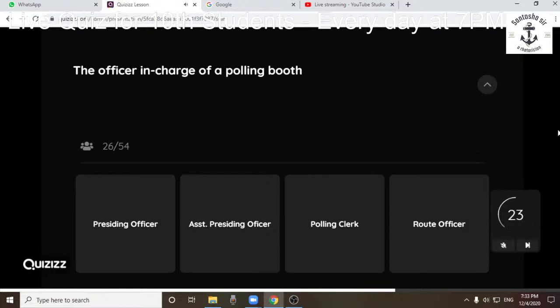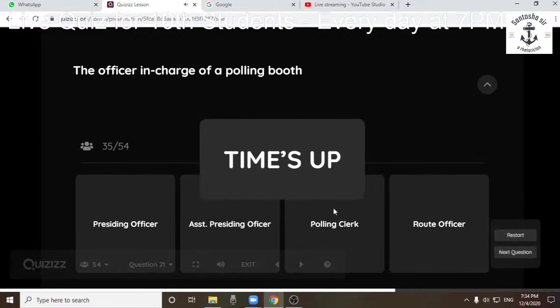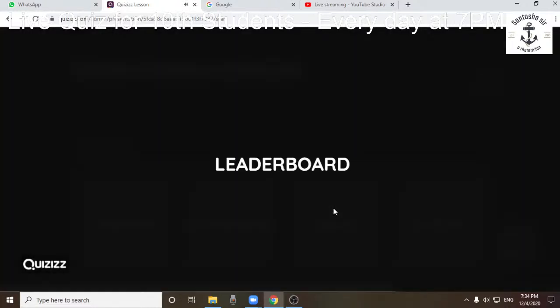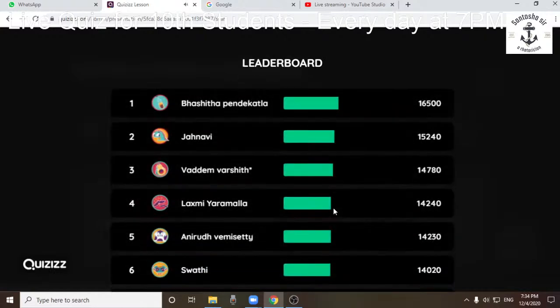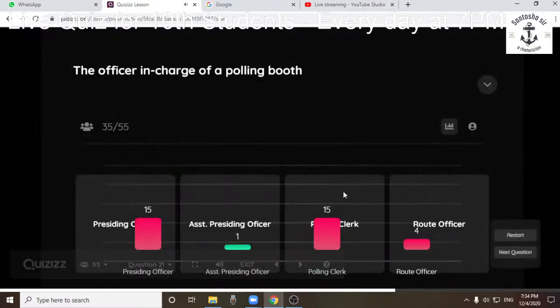The officer in charge of a polling booth. 20 seconds more. Okay, 10 seconds more. 5, 4, 3, 2, 1, 0. Time's up. Okay, let's check the leaderboard scores. Bashita on the top, followed by Jahnavi, Varshit. Okay, only one person answered it right. Moving on to the next question.